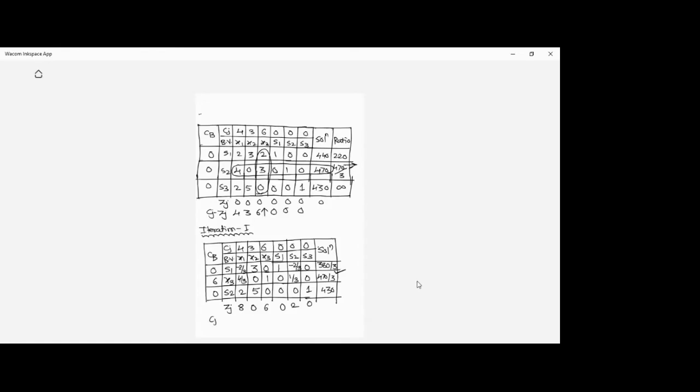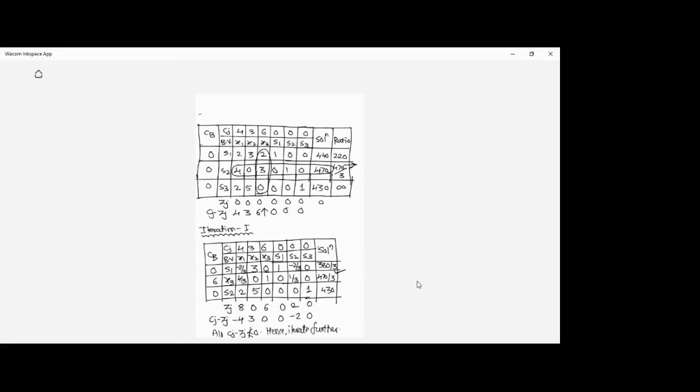So we have to identify Cj minus Zj now. So 4 minus 8 will be equal to minus 4. So we have 3 minus 0, it is 3. 6 minus 6 is 0. 0 minus 0 is 0. 0 minus 2 is minus 2. And 0 minus 0 is 0. So what happened here again? All Cj minus Zj values are not less than or equal to 0. Hence, we'll have to iterate further.